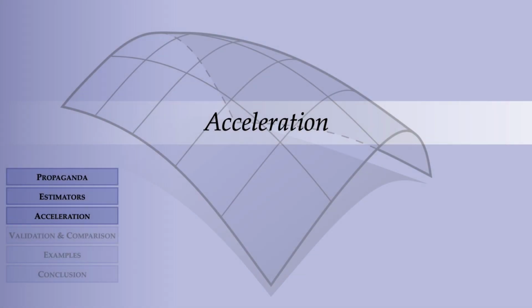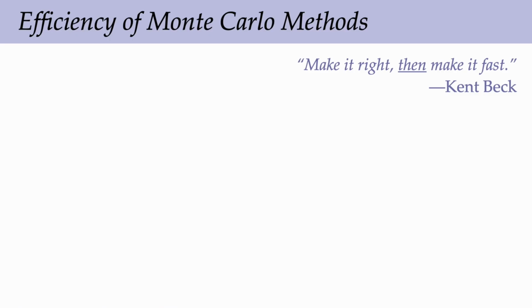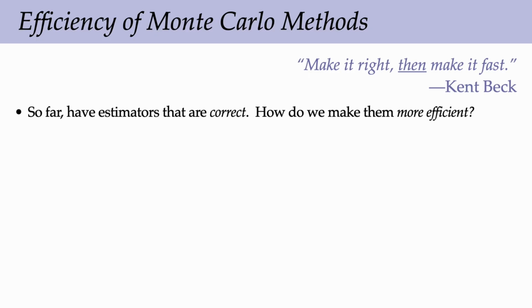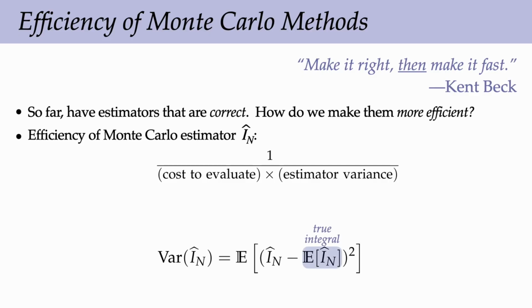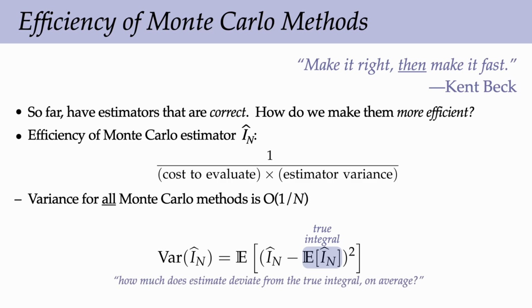Especially because there's a lot of deep knowledge from rendering and computer graphics about how to accelerate these kinds of calculations. So far we have estimators that are correct, and now we would like to make them more efficient. For Monte Carlo, efficiency means we'd like to either reduce the cost of evaluating the estimator or decrease the variance of the estimator, where variance is basically how much our estimator deviates from the true integral on average. If you recall, the variance for all Monte Carlo methods is inversely proportional to the number of samples, but as we've seen in rendering, the constants in these estimators can make an enormous difference in practice.